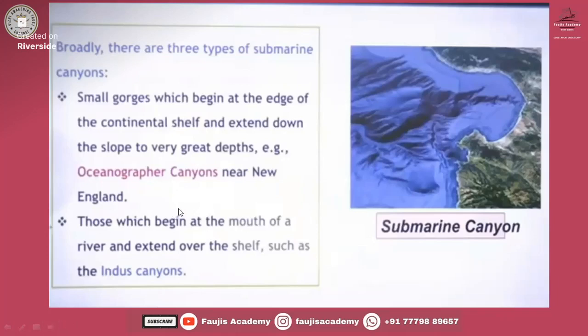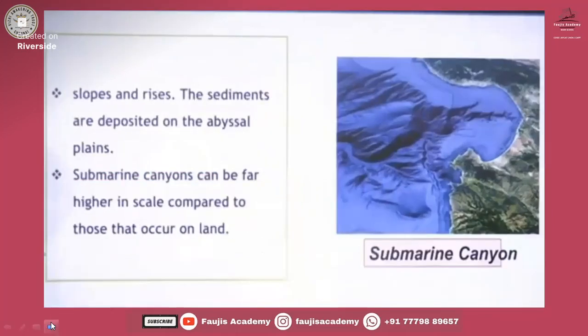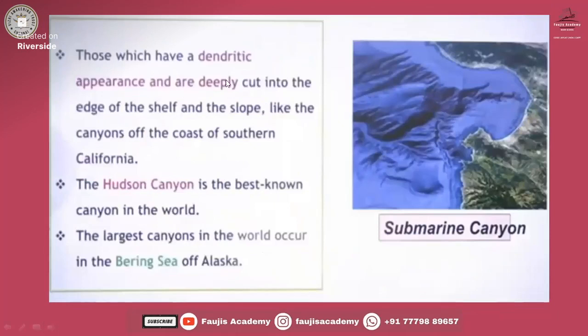These are not that important, but you must know how canyon formation happens and what it looks like. And these three are not that important. Then we have the dendritic valley. Dendritic valley, that means what? Like a tree branch area.